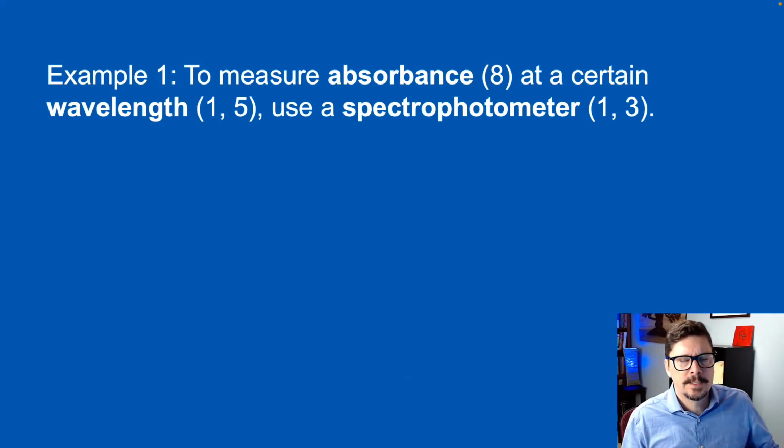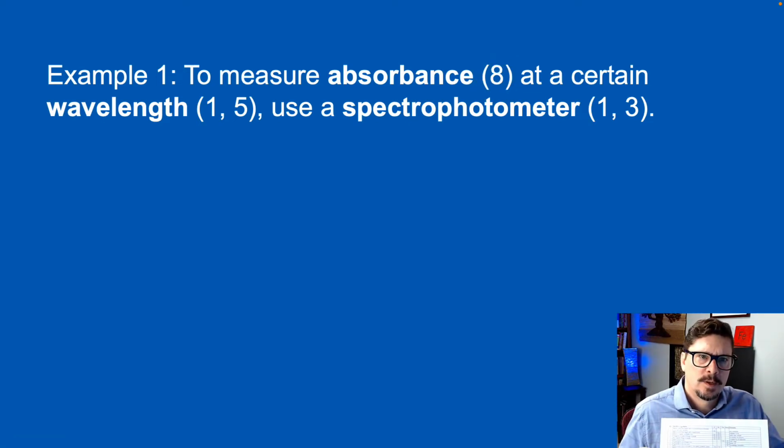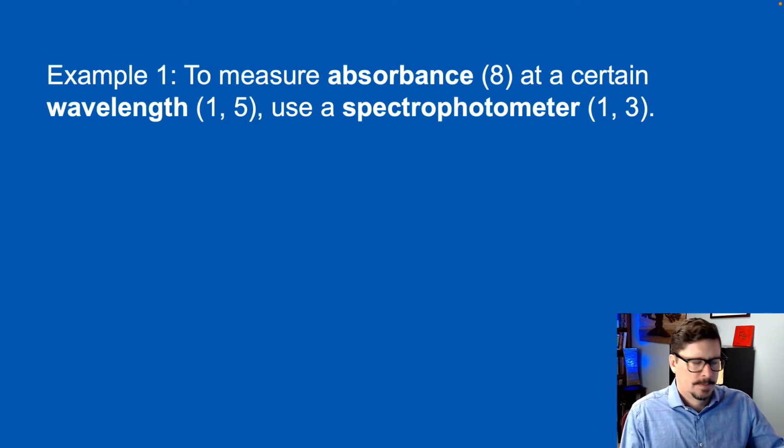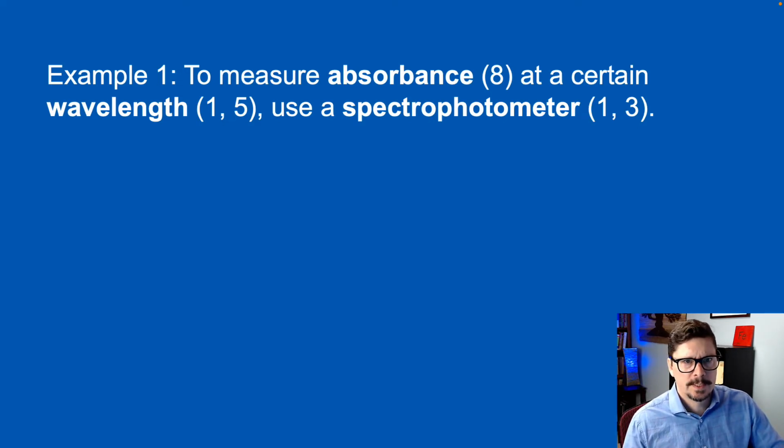Okay, let's look at some actual examples. So you see the noun in bold, and then this number as a reference is referring back to the rules. So if you haven't downloaded it yet, maybe this is a good time to do that. Here's our first example sentence. To measure absorbance at a certain wavelength, use a spectrophotometer. So the nouns here are absorbance, wavelength, and spectrophotometer.